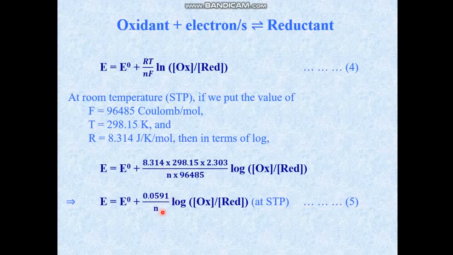So this is the fifth equation of the Nernst equation, which is actually used at STP. Okay, so E equals E0 plus 0.0591 by N log oxidant concentration by reductant concentration for this form of the equation. And this equation 5 is the most widely used equation. This equation will be used vigorously in this chapter.